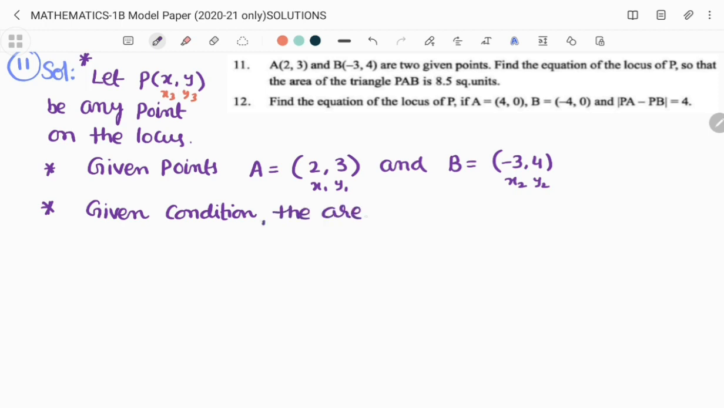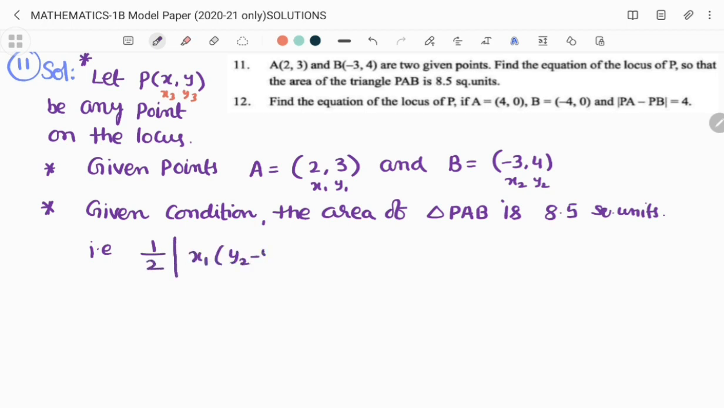The area of triangle PAB is 8.5 square units. The formula for the area of triangle PAB is half into x1 into y2 minus y3 plus x2 into y3 minus y1 plus x3 into y1 minus y2 is equal to 8.5.